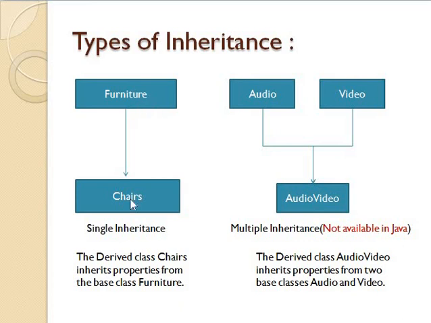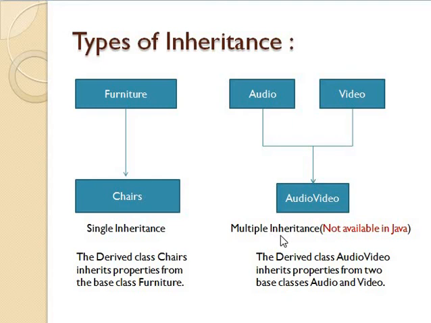So in this figure, the class chairs, which is the derived class, will inherit the properties of the base class furniture. So this form of inheritance, where one derived class inherits the properties from one base class, is known as single inheritance.